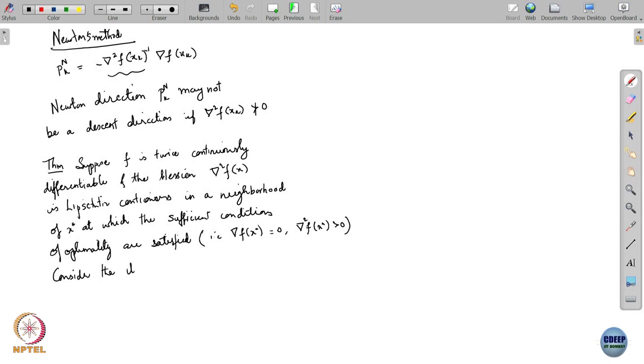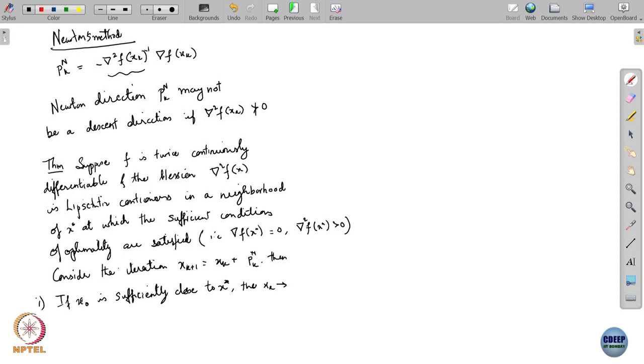Consider the iteration x k plus 1 equals x k plus p n k, where p n k is as defined above, then if the starting point x 0 is sufficiently close to x star, then x k converges to x star and the iterates converge to x star.